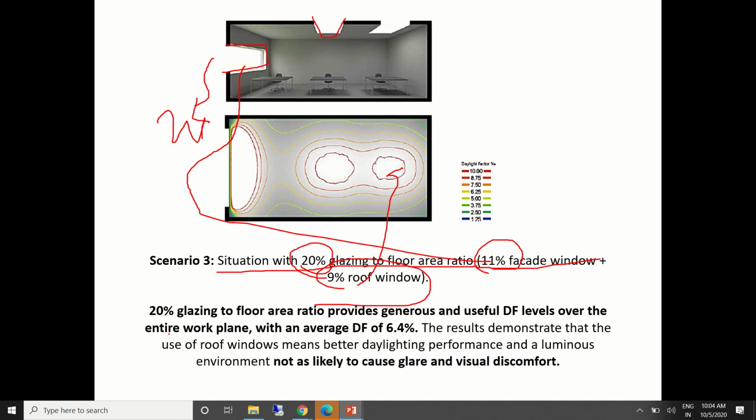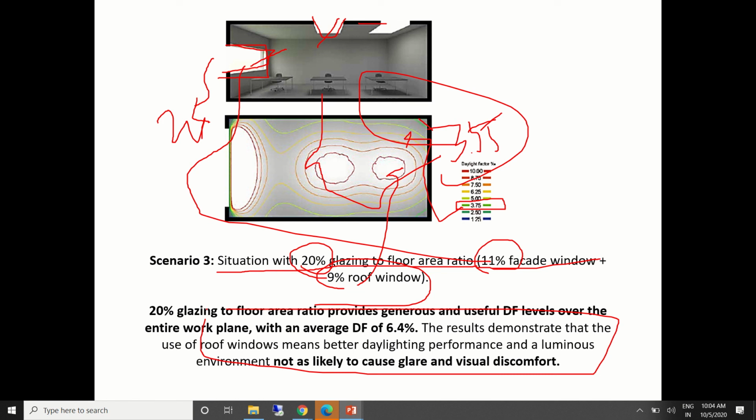So if we do so, in most parts of the room we are able to see, I think the lightest line is this green. It is more than 3.75% daylight factor, which can be achieved by a combination of window and roof opening. But this will have an impact on glare and other things that we should keep in mind.